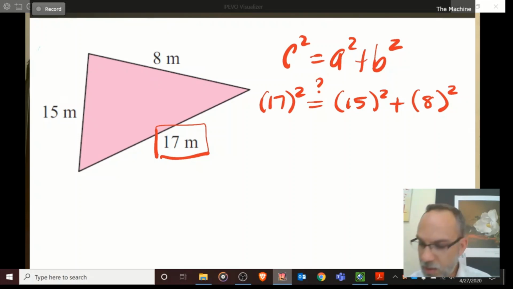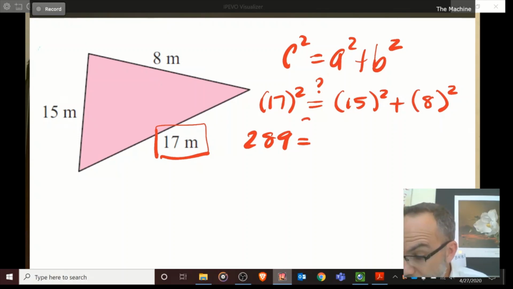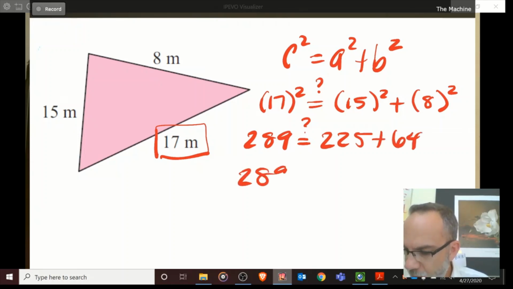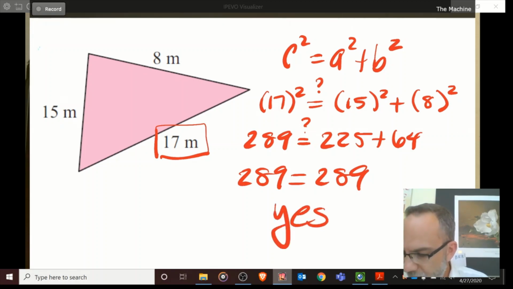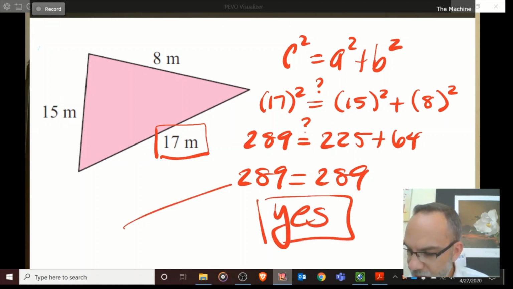So I'm getting 289 is equal to maybe 225 plus 64. And if I do that mathematics, 289 actually is 225 plus 64. This is 289 over here. So is it a right triangle? Yes, it is. How do you know that? It satisfies the Pythagorean theorem. You can't just go by how it looks. You gotta do what you know for certain.